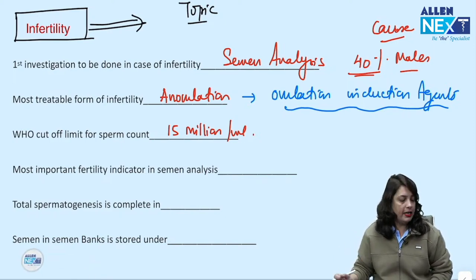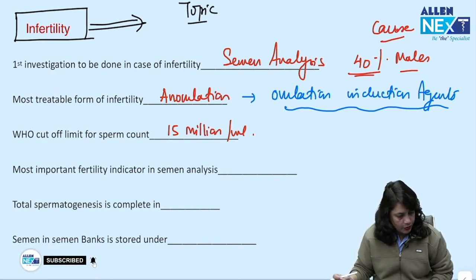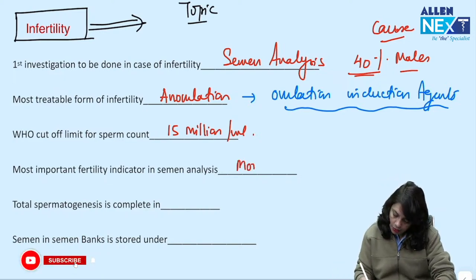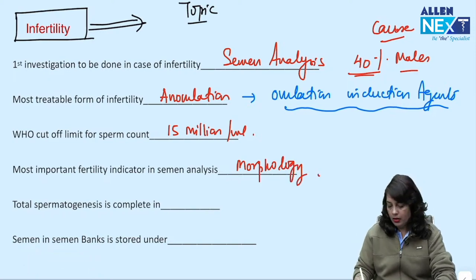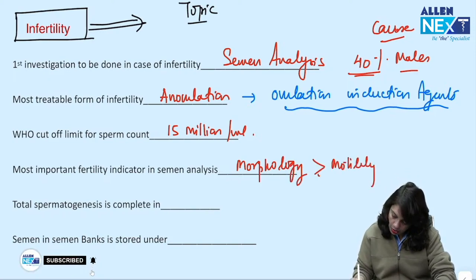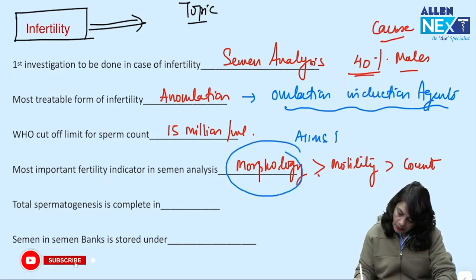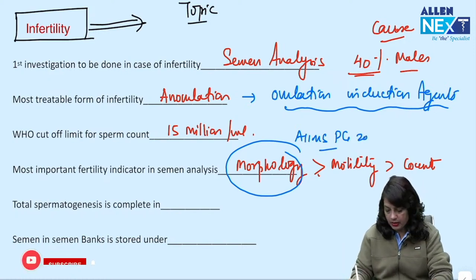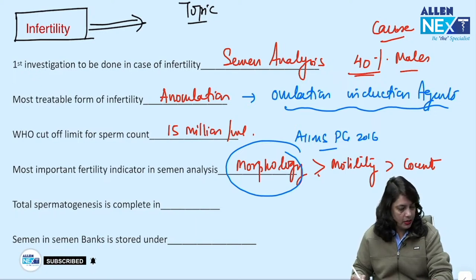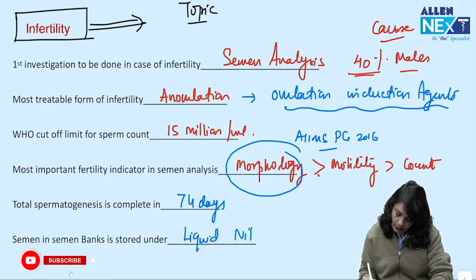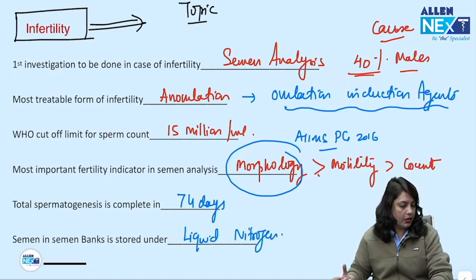What is the most important fertility indicator in the semen analysis? Dr. Rathore, it is not 20 million, it is 15 million. The most important fertility indicator in semen analysis is that the morphology of the sperms should be normal. If that's not given, then mark motility of sperms. If that is not given, then mark count. In AIIMS PG, they have asked the most important fertility indicator in semen analysis. Your answer is morphology. Yes, total spermatogenesis is complete in 74 days. Semen in semen banks is stored under liquid nitrogen. So this is very high yielding revision for your upcoming exams of 2024.